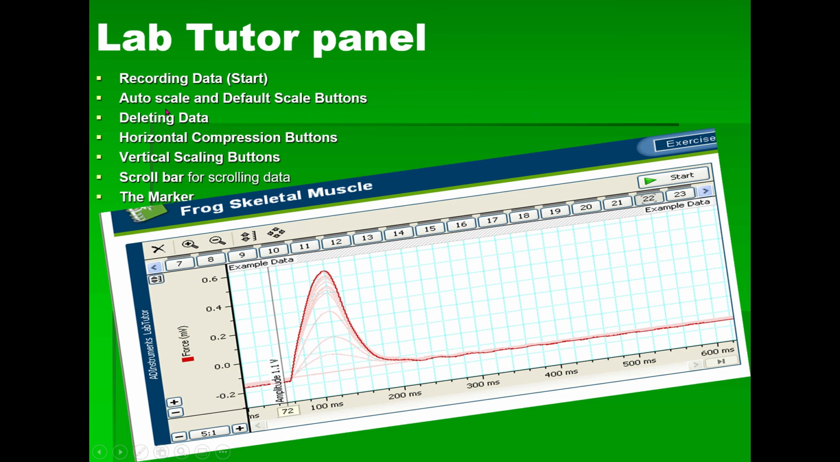And then we have the auto scale and default scale buttons. This is also very important. This button with arrows indicates auto scale. Sometimes the graph is very large, the force produced is too much, so the graph goes outside and you cannot see the real peak. So we click the auto scale button so that the graph appears on the screen. It will not move out of the screen, and you can see it properly.